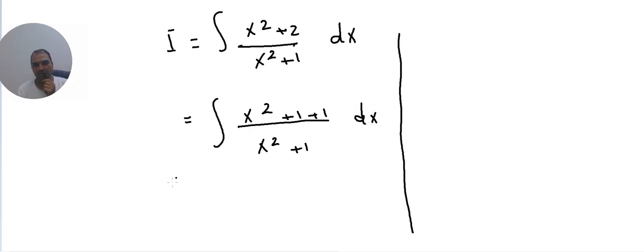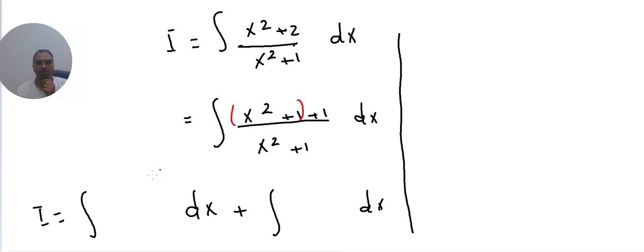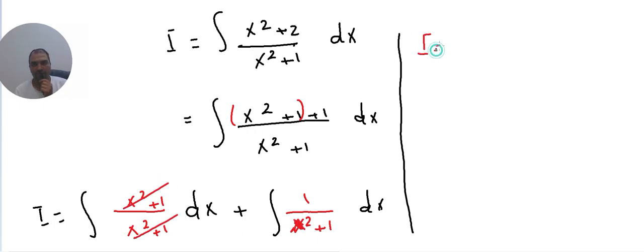Next step, you can divide it. This integration is equivalent to the first and second integration. The first, we write x power 2 plus 1 over the denominator x power 2 plus 1. And the second, 1 over x power 2 plus 1. Next, we find the integration of the first function: numerator over numerator, the result will be 1. The second is the integration of 1 over x power 2 plus 1 dx. So the integration here will be 1.